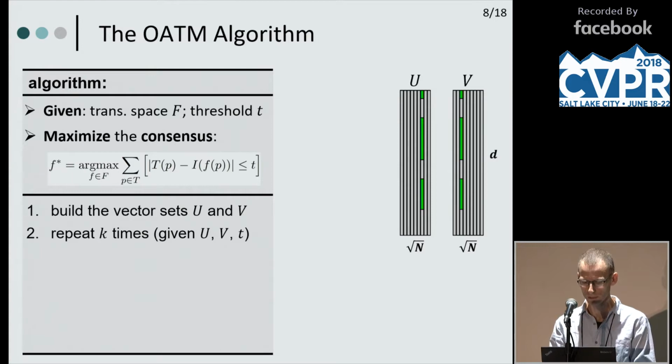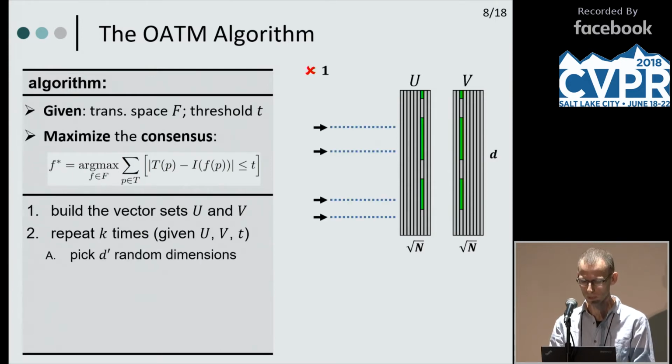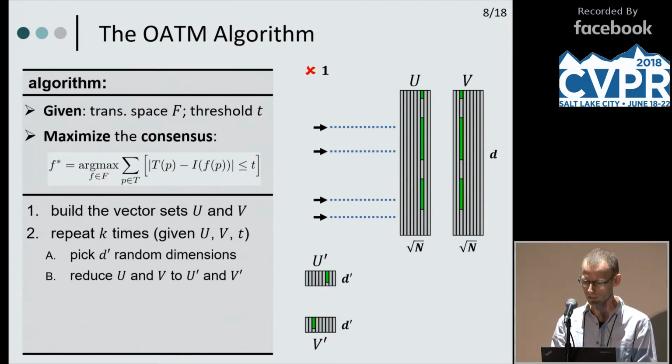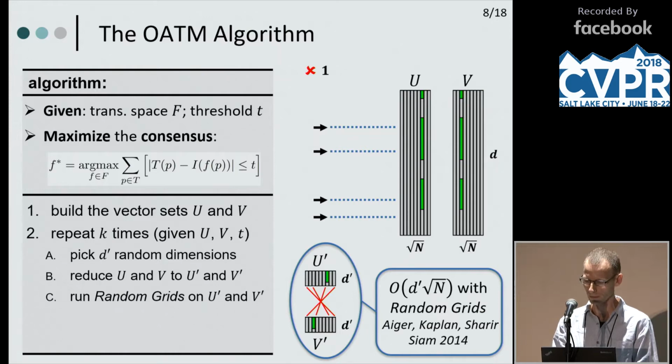In each iteration, we sample d prime, a small number of random dimensions. In this example, the sample is not good because the last coordinate is an outlier. But still, we reduce the vector sets U and V just to these d prime dimensions, and we get smaller sets U prime and V prime on which we run the random grids method. The random grids tries to find a pair of small vectors that agree on all coordinates.